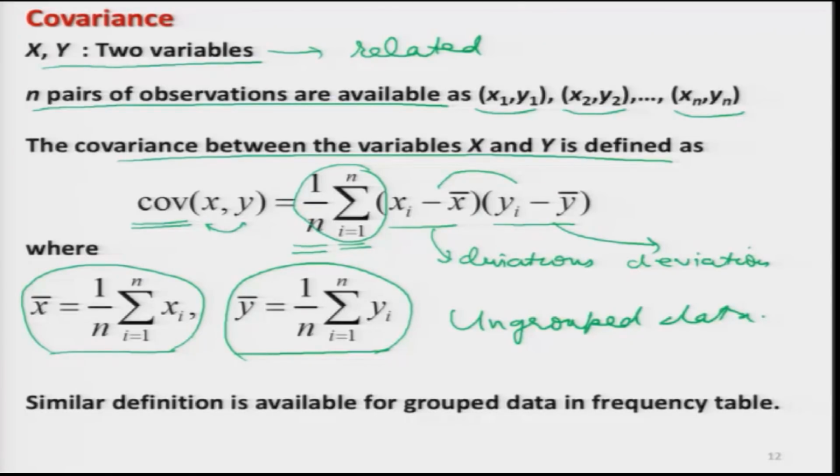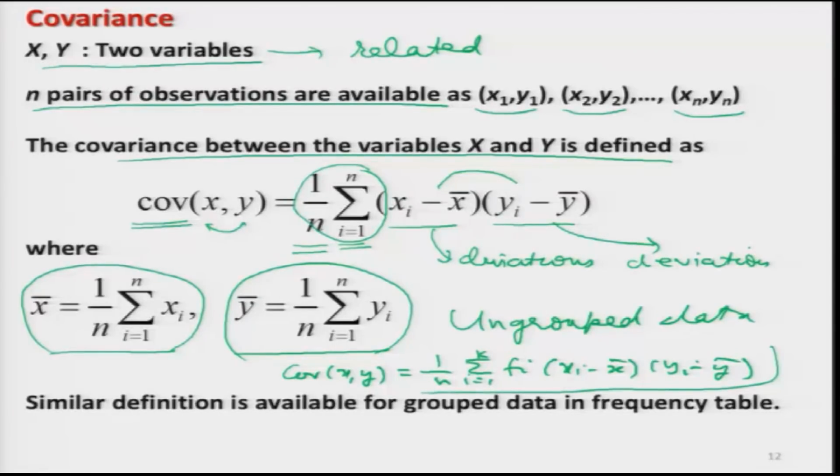Similarly, for grouped data, a similar definition is covariance between x and y equal to 1 upon n, i goes from 1 to k, f i, xi minus x bar and yi minus y bar. But you have to remember that here these symbols and notation have a different interpretation, where xi and yi indicate the mid values, and the data x1, x2, xn, y1, y2, yn has been grouped into k groups and so on. But anyway, I will consider here only one case.